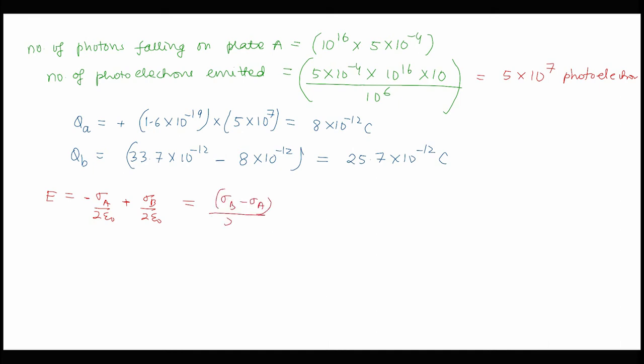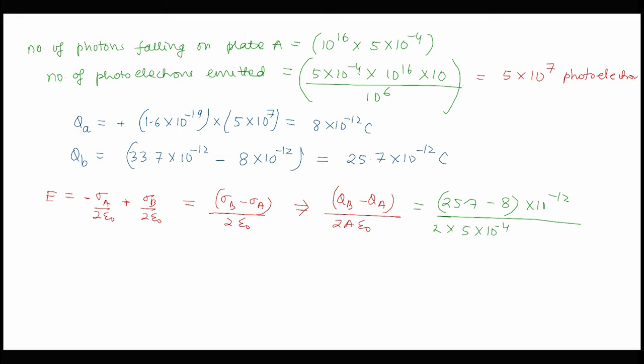So sigma can be written as charge upon area, and then we can write it as QB minus QA upon 2A epsilon naught. So on solving this one, we obtain it equal to 25.7 minus 8 into 10 to the power minus 12 upon 2. The area is 5 into 10 to the power minus 4, and epsilon naught is 8.85 into 10 to the power minus 12.